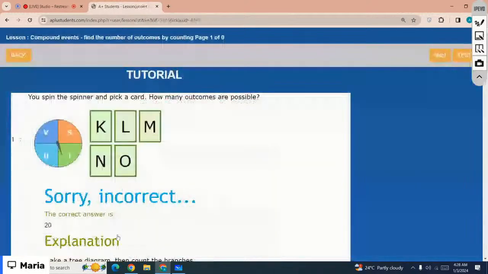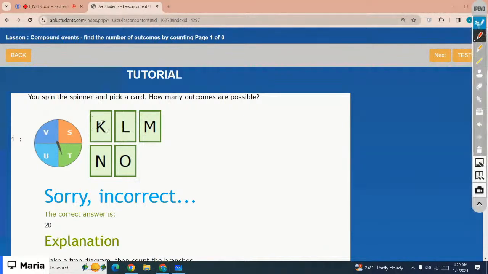Okay, you spin the spinner. So basically, compound events means more than one event, right? And here, just look at the events, right? The first one is you spin the spinner, right? One of the events is the spinner, and the other event is pick a card. How many outcomes are possible?